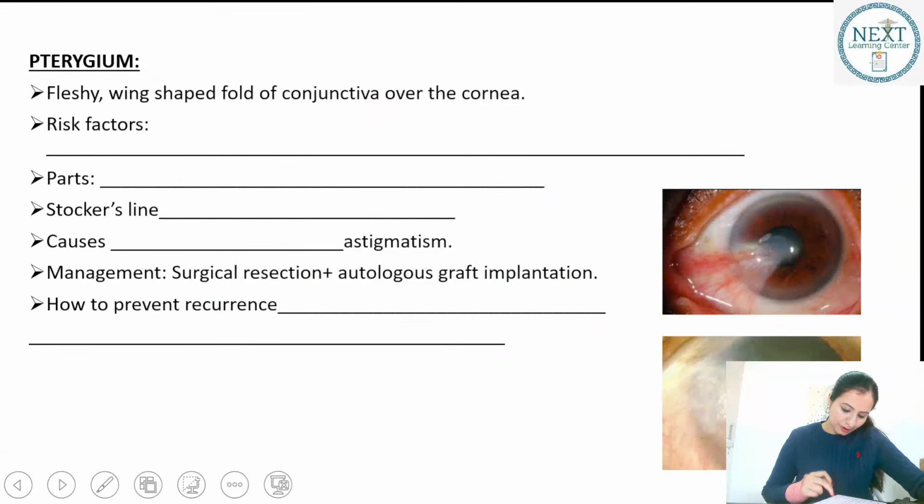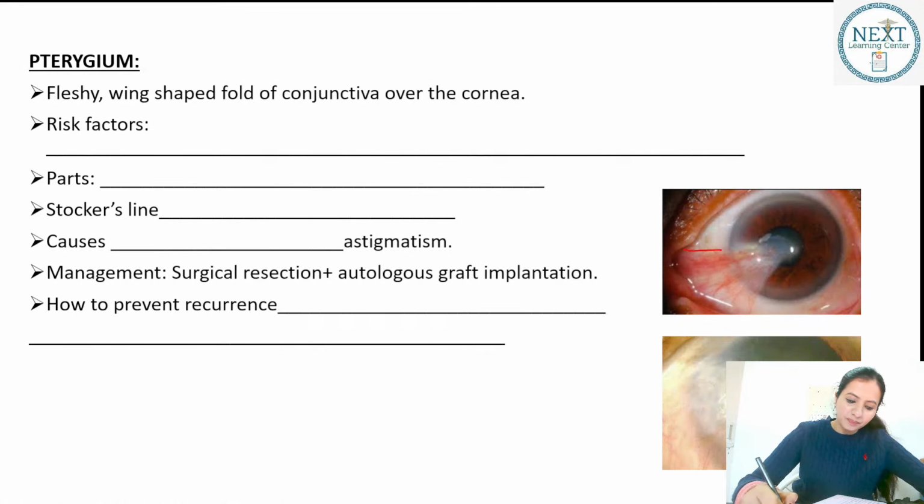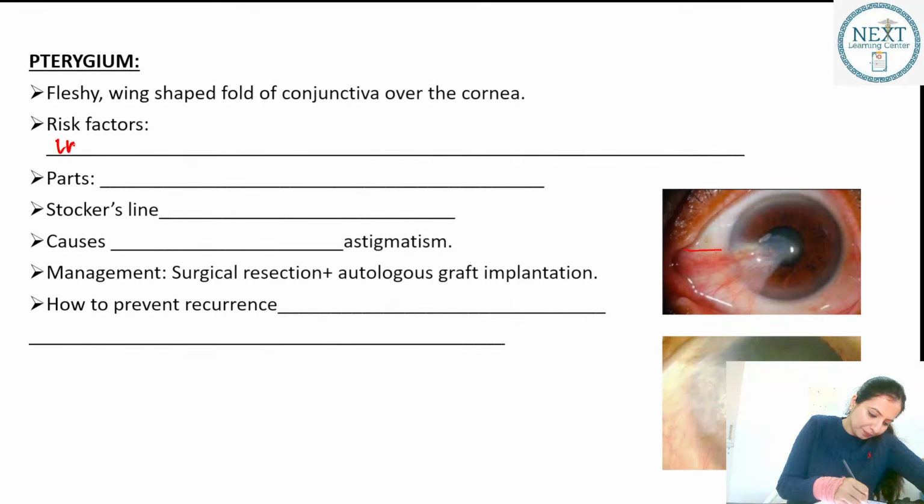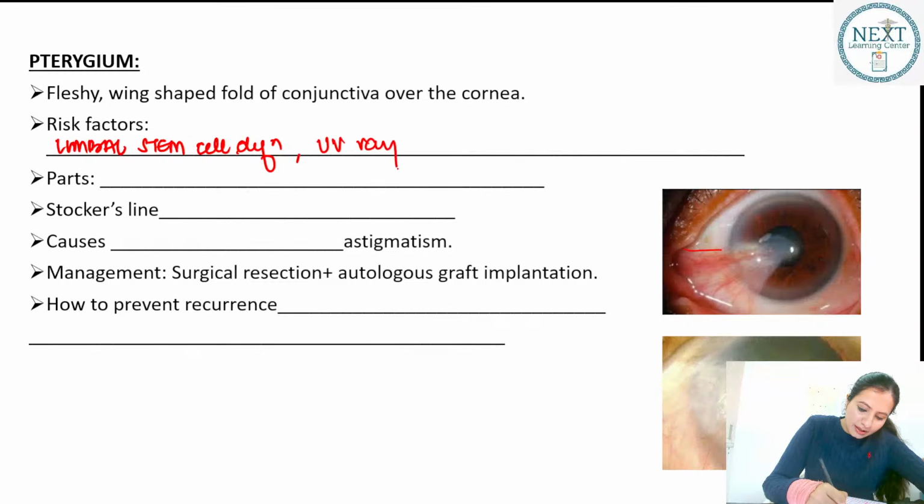Then if we talk about pterygium, it is a fleshy fold of conjunctiva over the cornea. The risk factors include limbal stem cell deficiency, and UV rays and dust exposure.